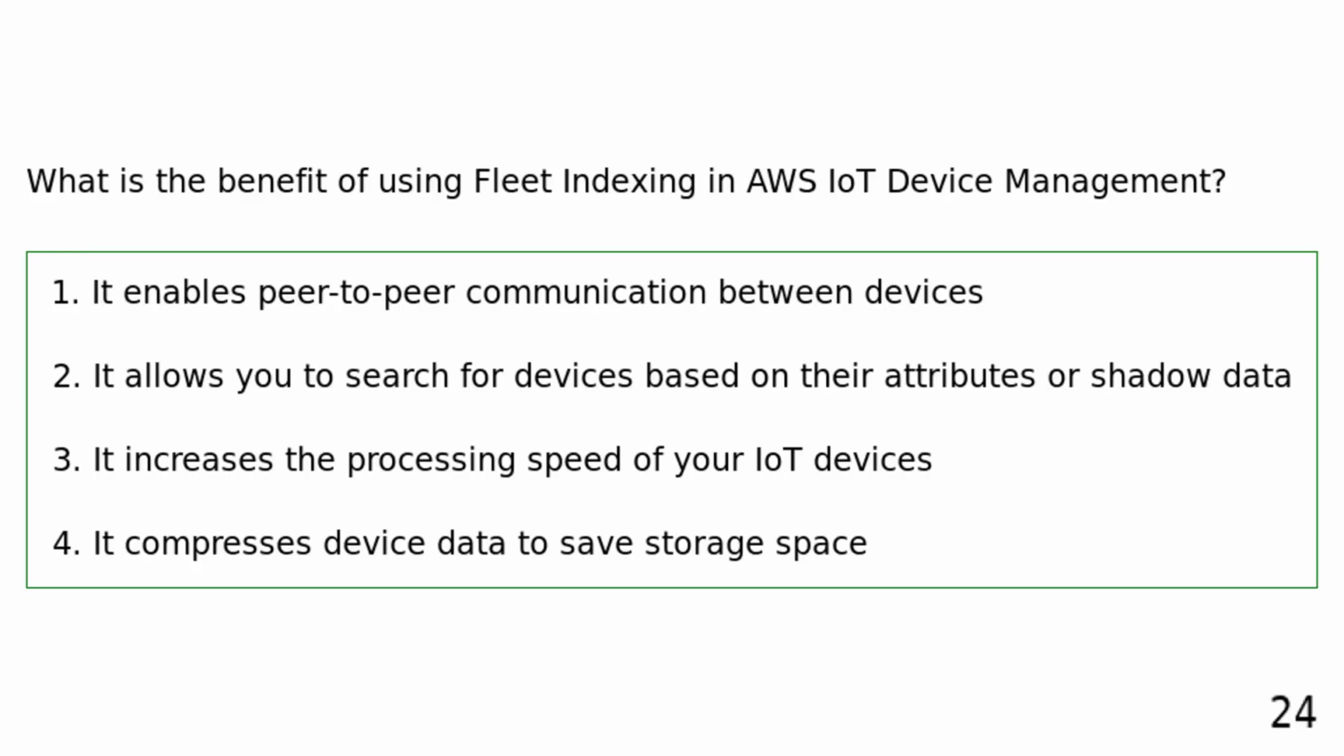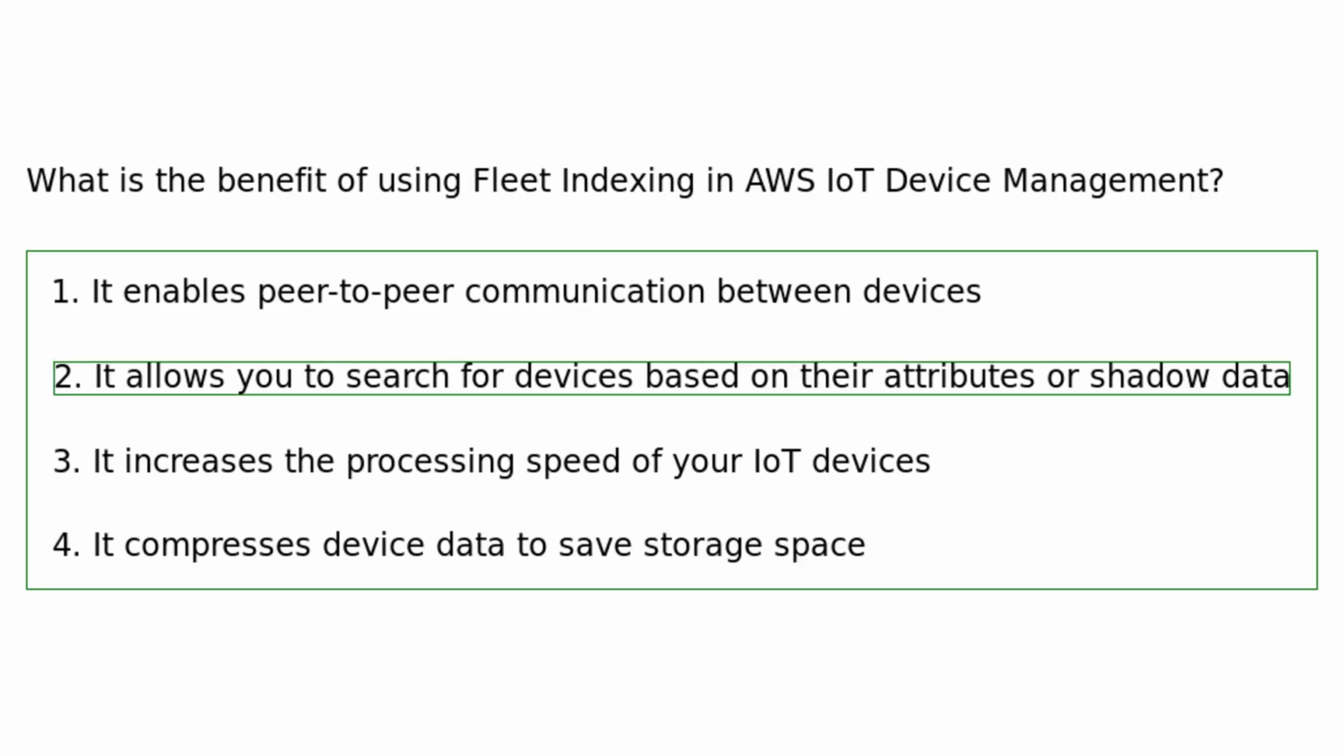What is the benefit of using fleet indexing in AWS IoT Device Management? It enables peer-to-peer communication between devices. It allows you to search for devices based on their attributes or shadow data. It increases the processing speed of your IoT devices. It compresses device data to save storage space.